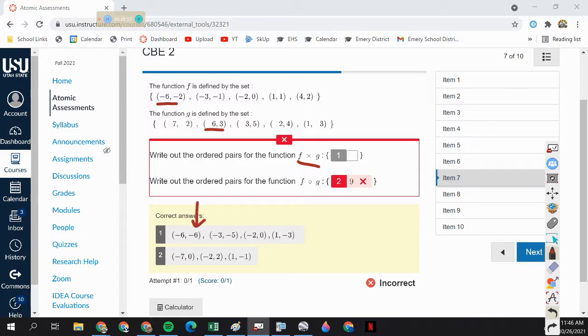So the y value is going to be -6. Those two match, so the y value will be -5. Those two match, and the y value is going to be 0. Those two match, and the y value is going to be -3. Piece of cake.